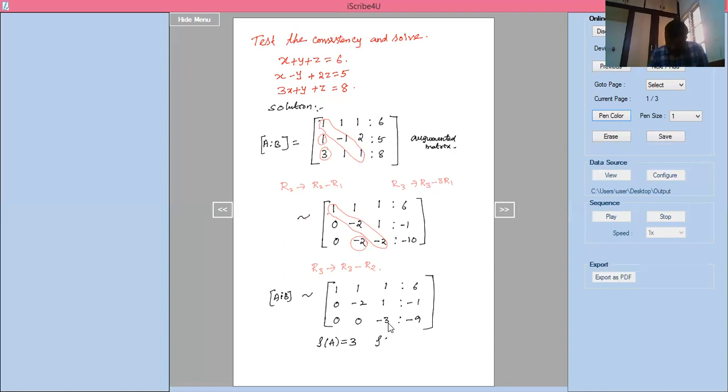Next, rank of A is to B means we can take here the complete matrix. Number of non-zero rows is 1, 2, 3. Rank of A is 3, rank of A is to B is also 3. Number of variables, how many variables are there? Number of variables n equal to 3. Understood? Once again, I'll repeat.